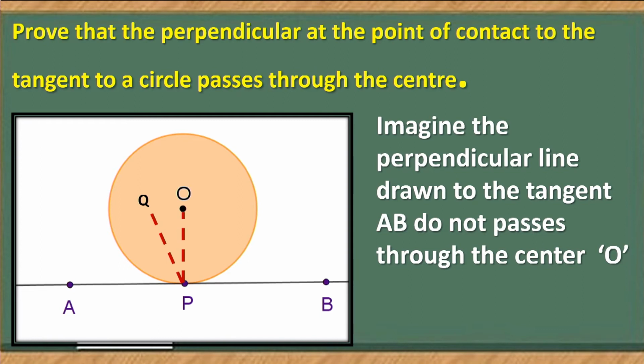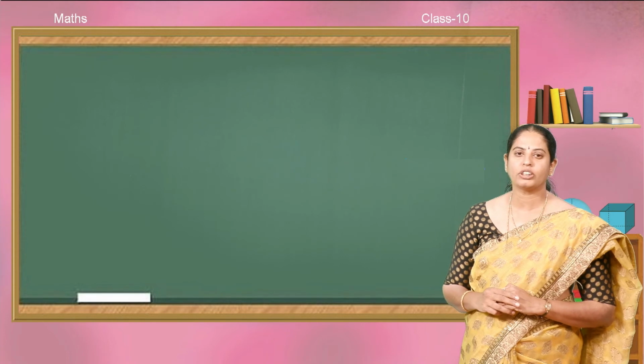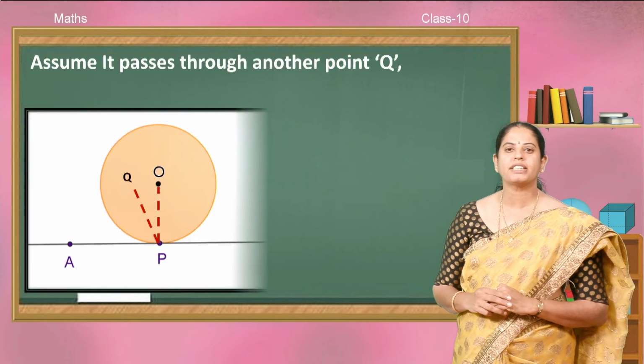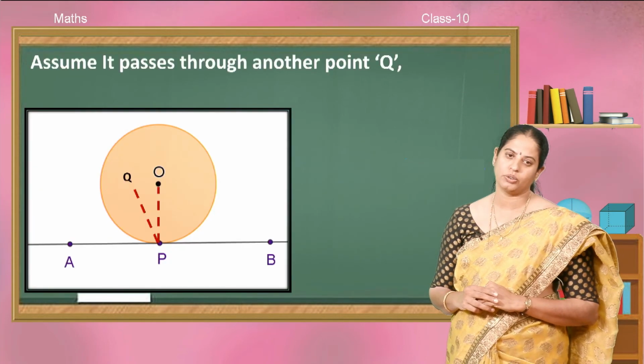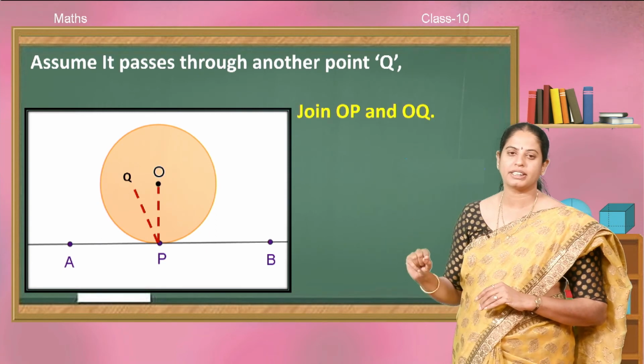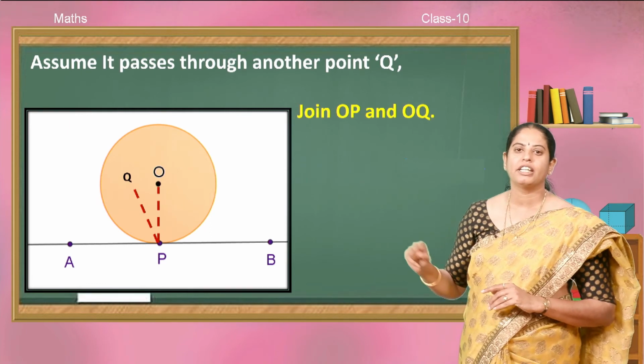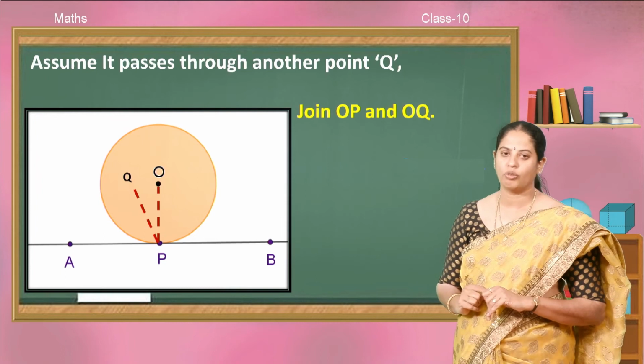So, we are imagining that the perpendicular line drawn to the tangent AB does not pass through the center O. It does not pass through the center. So, we are considering it, or we are imagining it. Next, what we are going to do is assume it passes through another point Q. We are considering that it does not pass through the center, it passes through another point Q which is not the center. Now, we are joining OP and OQ.